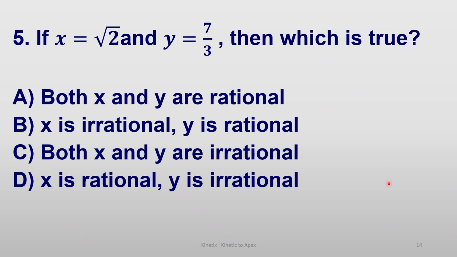Next question. If x equals root 2 and y equals 7 by 3, then which is true? Here x equals root 2, that means x is irrational. y equals 7 by 3, that means y is in the form of p by q. Hence y is rational. That's why the answer will be option B. x is irrational, y is rational.